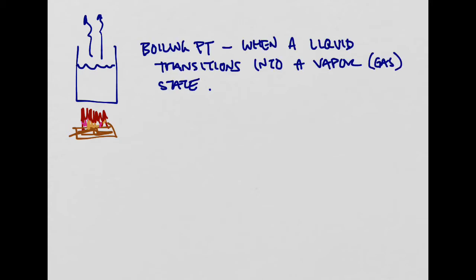You should also know that we can refer to this, in the opposite direction, as the condensation point. So when a vapor moves into a liquid state, that's going to be the condensation point. And again, in this case, it's going to be at 100 degrees Celsius if you're at sea level, and we're going to assume that's about 1 atmosphere.